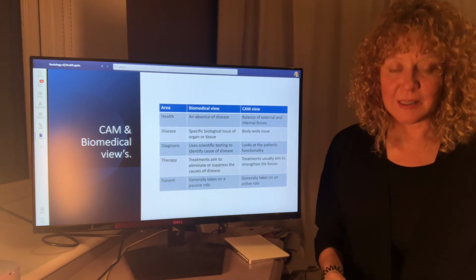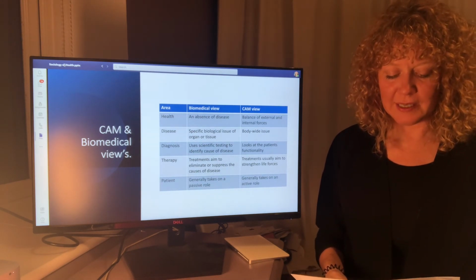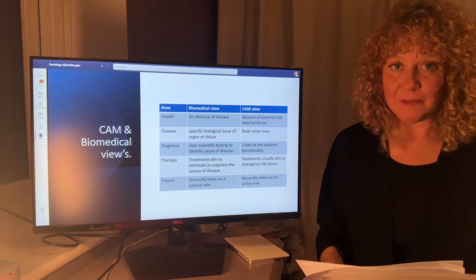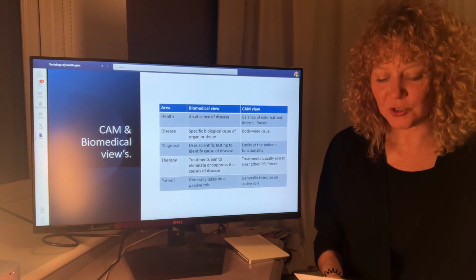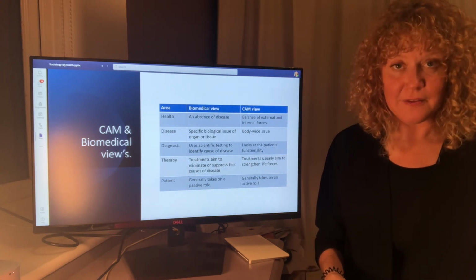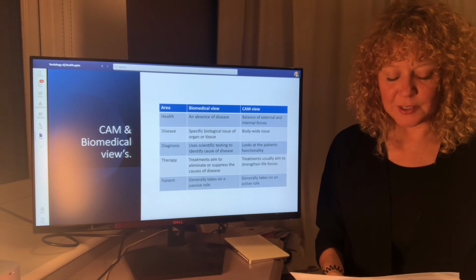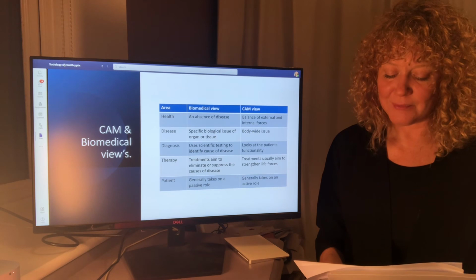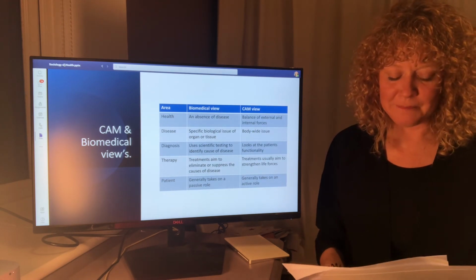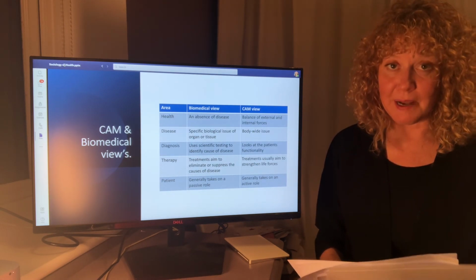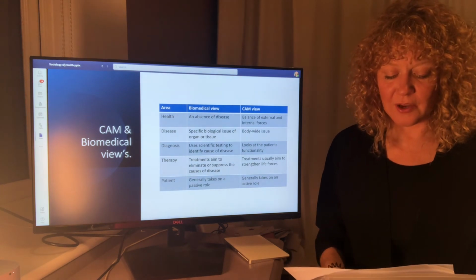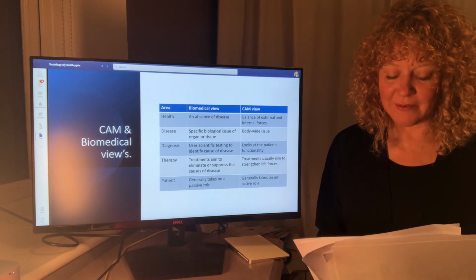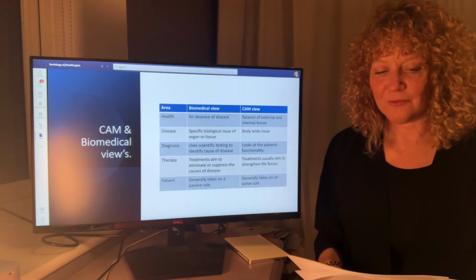Diagnosis. Biomedical, using specific testing to identify a cause of disease. CAM view, treatments usually aim to strengthen life forces. Therapy. Biomedical, treatments aim to eliminate or suppress the cause of disease. With CAM, treatments usually aim to strengthen life forces. And the patient, with the biomedical view, generally takes on a passive role. The CAM view, the patient generally takes on an active role.